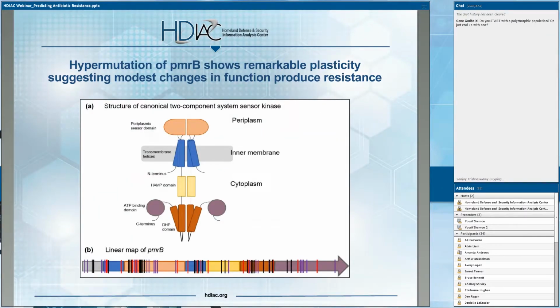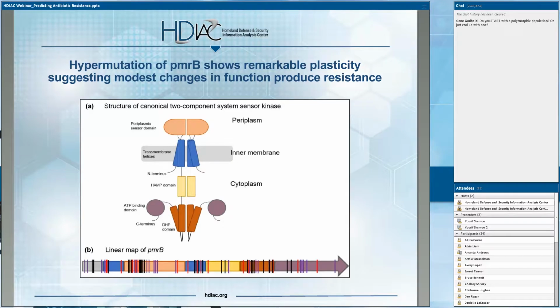And in the case of PMRB, this is an interesting evolutionary story. It's a sensor kinase, and it upregulates genes that confer the resistance. And on the bottom, in panel B here, what we're showing is a linear representation of all the mutations that have occurred in PMRB. So we've got our data there, clinical data, other people's experimental evolution studies. And what you can see is there are dozens and dozens of mutations that can confer resistance in this single gene. So there's not one mutation, there are dozens of them.